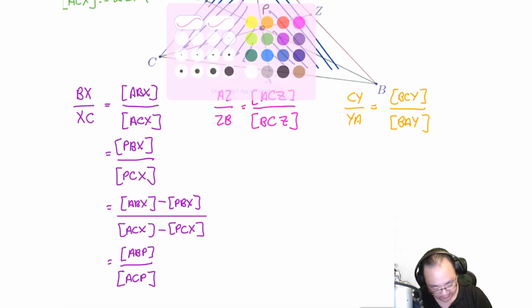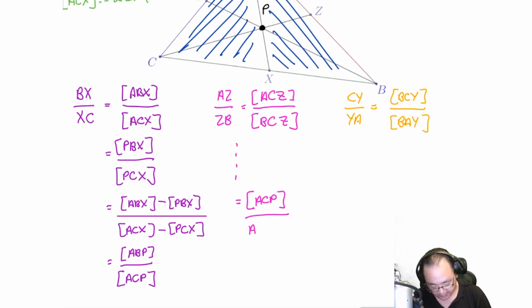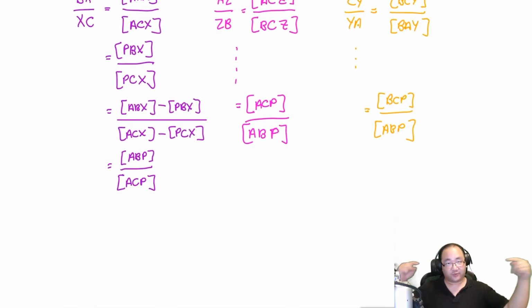So similarly for these ones as well, what we end up with is AZ over AB, which is also equal to ACP over ABP. So that's the area ACP and ABP. So you can kind of see that actually the areas are very similar in terms of the denotation. And then for CY over YA, doing a similar amount of work, that's going to be equal to BCP over ABP. So what happens now is that we can actually put them all together.